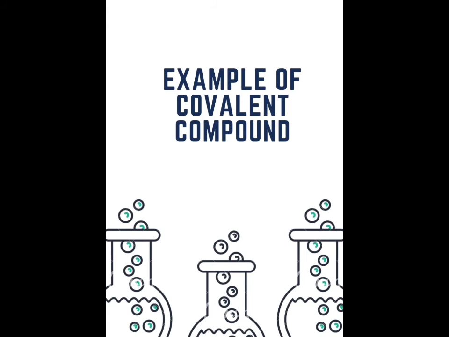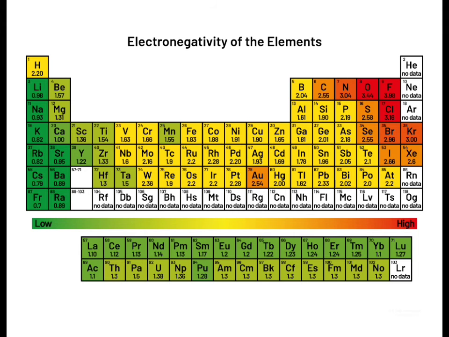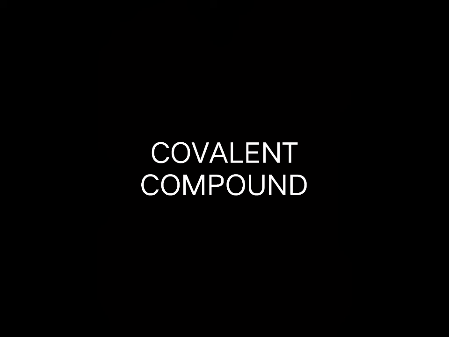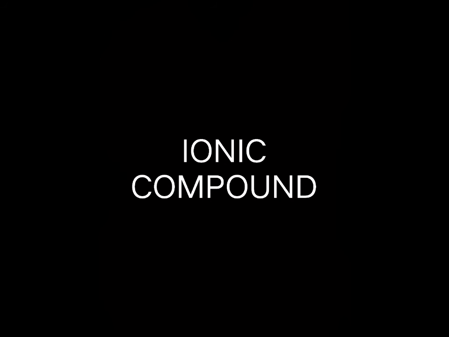My name is Kim Sandaratia and I will discuss with you examples of covalent compounds. You can recognize covalent compounds because they only consist of nonmetals. Alternatively, consult a table of electronegativity values. If the electronegativity values of the elements in a compound are identical or similar, then they form covalent compounds. As a general rule, if the electronegativity difference is less than 2 on the Pauling scale, the atoms form covalent bonds. If the electronegativity difference is 2 or more, the elements form ionic bonds.